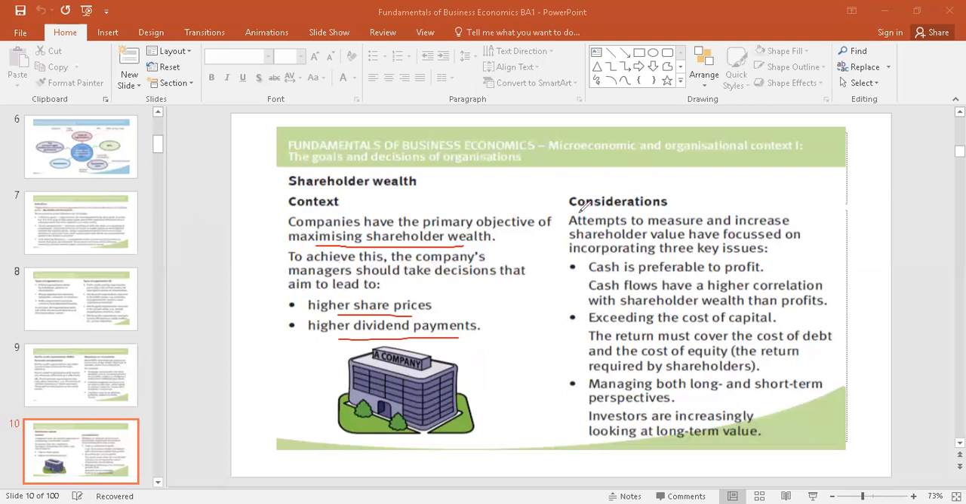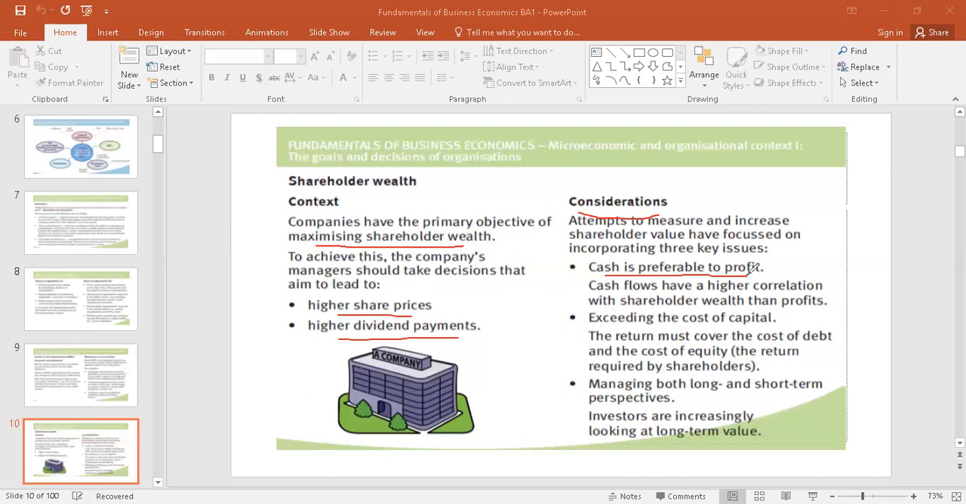What are the considerations if we are looking at shareholder wealth maximization? Attempts to measure and increase shareholder value have focused on incorporating three key issues. The first one, cash is preferable to profit, as I have explained. If they are paid their dividends, their returns in the current period, that will make them happy. That will be the result of their satisfaction. They would be satisfied here. Cash is preferable to profit.